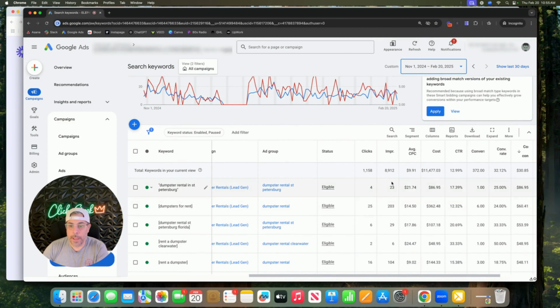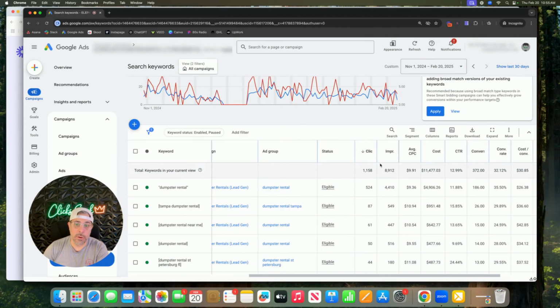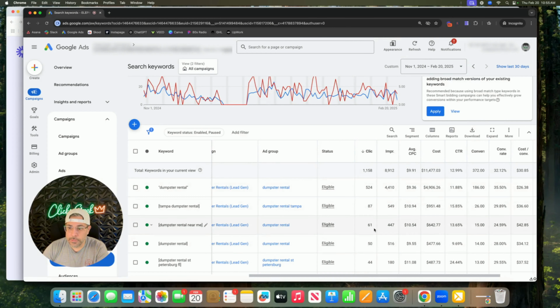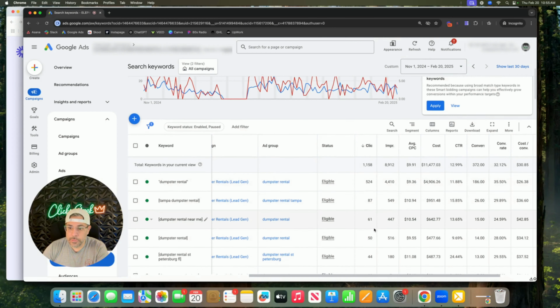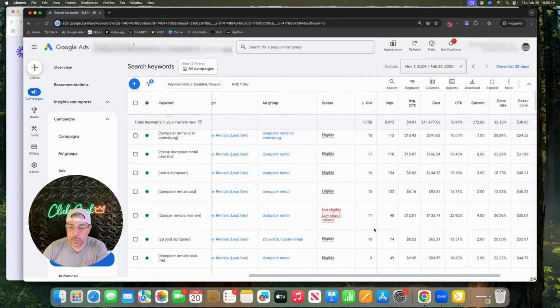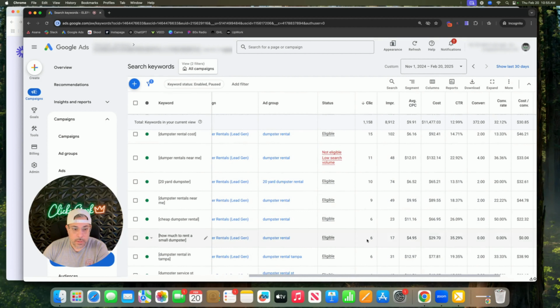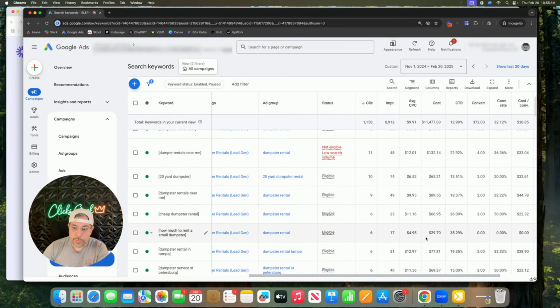That works. Now, what we can do, since we have this big date range now, is go back and see if there's any keywords that we have to pause because they just didn't convert. Okay. So we're sorting by clicks and seeing if anything that's got a lot of clicks just didn't convert. So we're going down. Looks good, looks good. And I've probably already done this, guys. That's why we're not really seeing much. But, you know, how much to rent a small dumpster? 6 clicks, no leads. I will leave that.